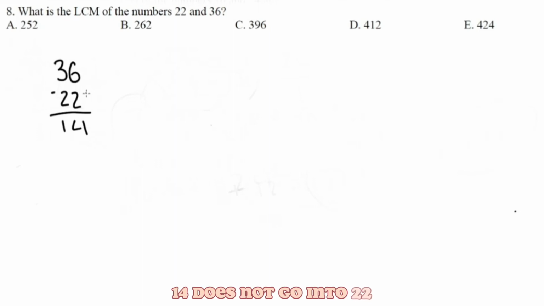Alright, so what is the LCM of the numbers 22 and 36? So ironically, to solve for the LCM, you need to solve for the GCF first. So let's find the difference. 36 minus 22 equals 14. 14 does not go into 22, and 14 does not go into 36. So that is not the GCF. So we need to break it down.